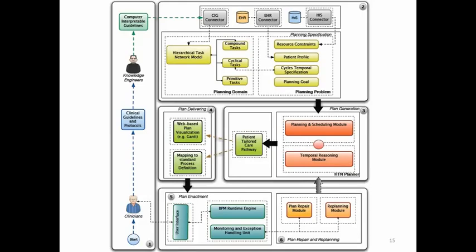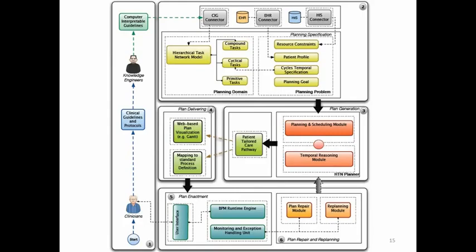Then, having this specification created and also considering all the temporal constraints, we use a plan generation engine, a planner. In this case, we use a hierarchical task network planner, and we generate a care pathway personalized for the patient. This care pathway can be delivered in the form of a Gantt diagram to the physician, so they can see all the actions following specific time recommendations.